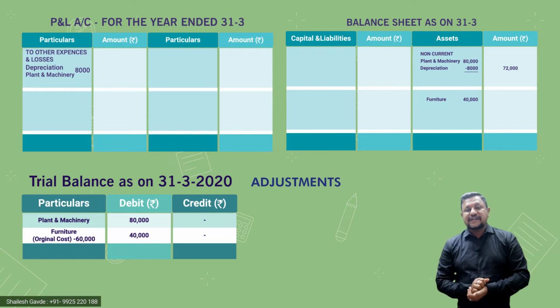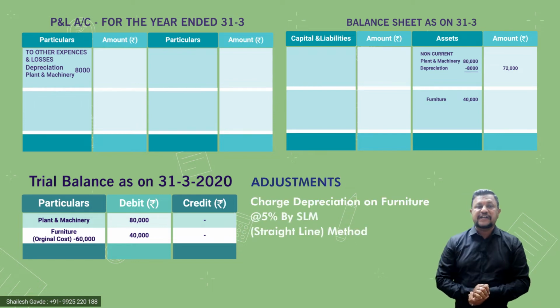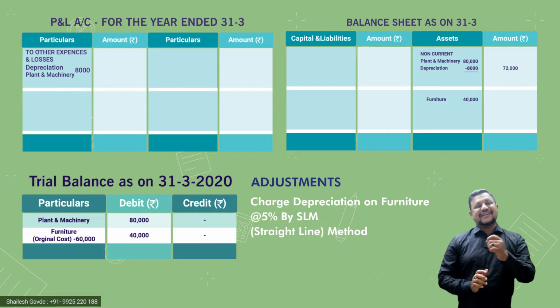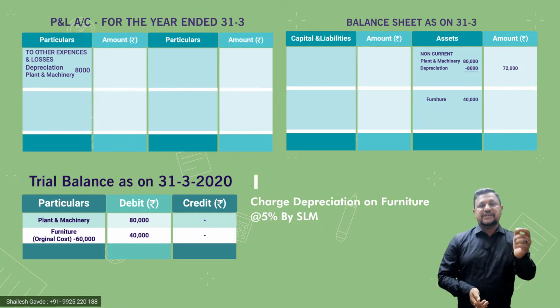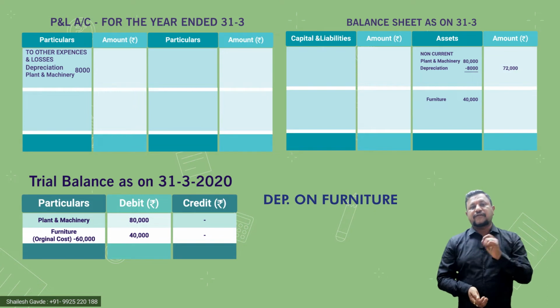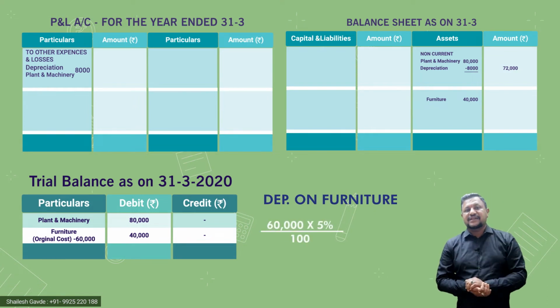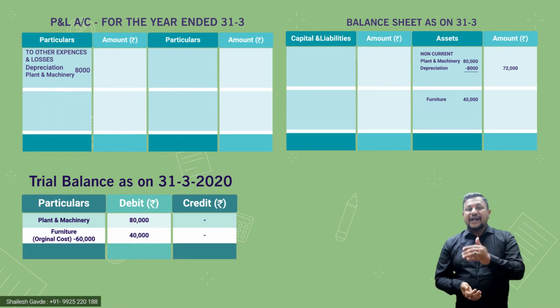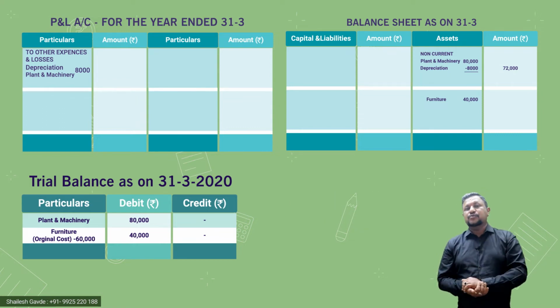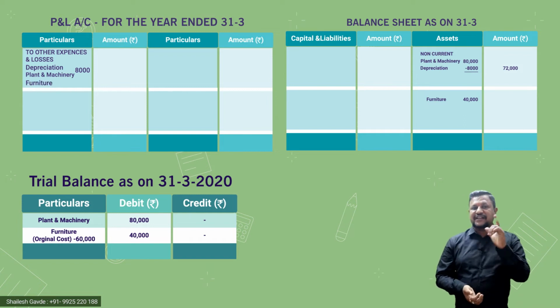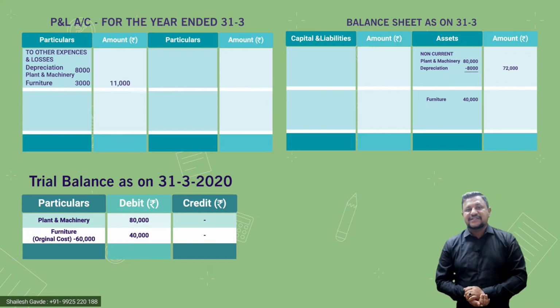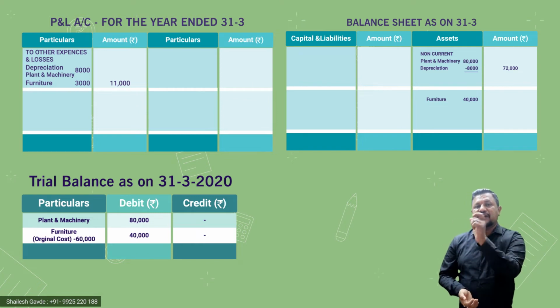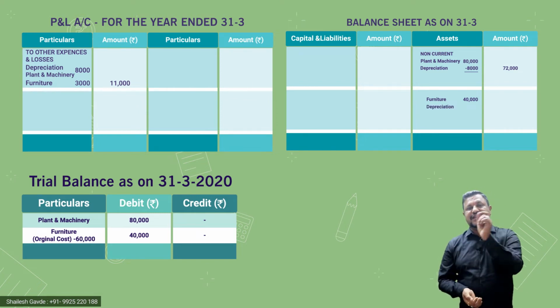The next adjustment is charge depreciation on furniture at 5% by straight line method. So if we calculate depreciation, the original cost of furniture is 60,000. If we take 5% of that, it comes to 3,000. So depreciation on furniture is 3,000. Again, two effects. One is profit and loss account debit side, to depreciation on furniture 3,000. The other effect is balance sheet asset side. From furniture we will deduct depreciation 3,000.